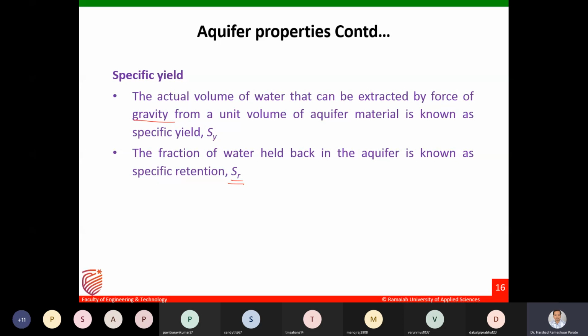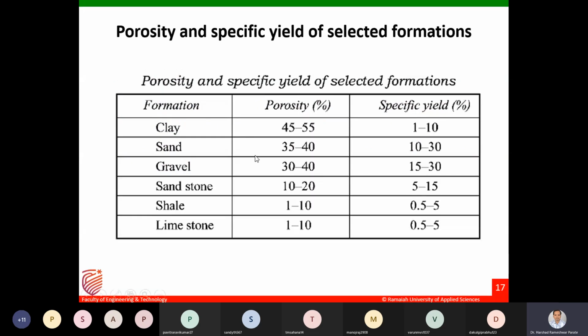Yes, sir. Okay. Now different formations or different soil strata, or different aquifers formed due to this soil strata, their porosity and specific yield are mentioned here.